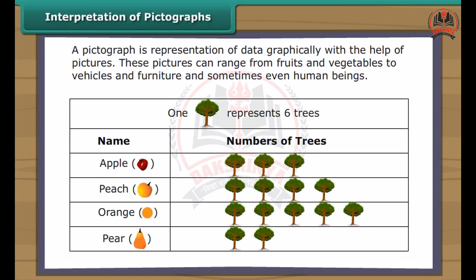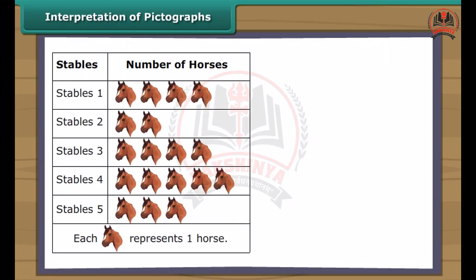Interpretation of pictographs. A pictograph is representation of data graphically with the help of pictures. These pictures can range from fruits and vegetables to vehicles and furniture, and sometimes even human beings. Let us understand pictographs by interpreting the data they represent. Look at this pictograph. It shows details of horses in 5 different stables in a village.